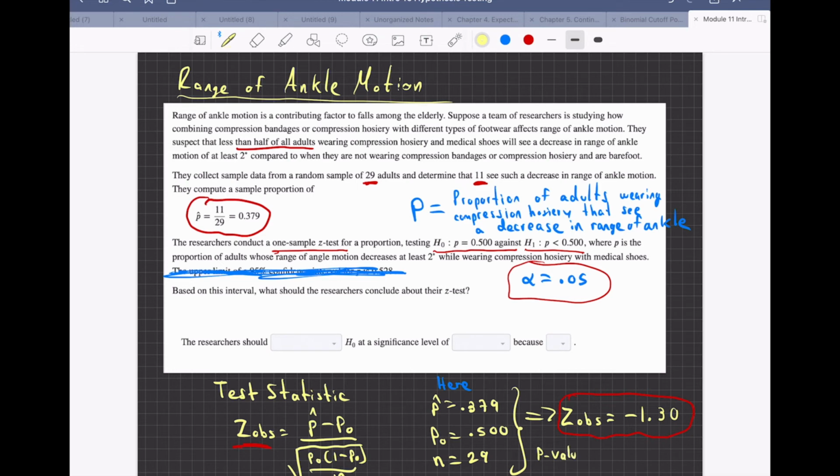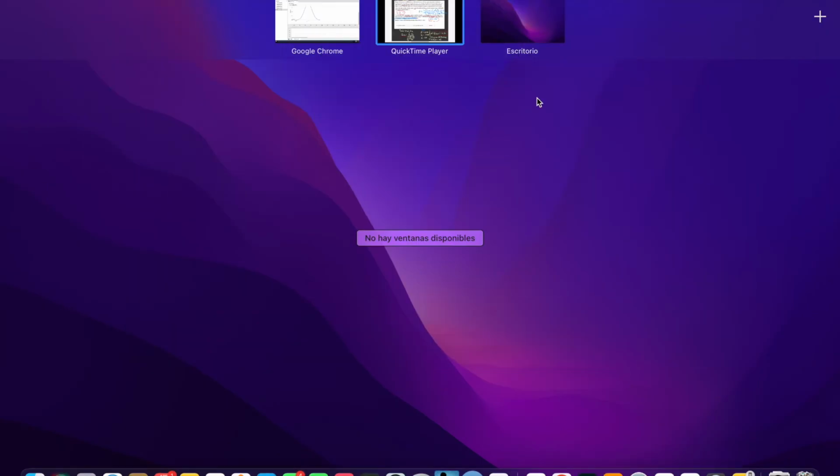How do we compute the p-value? Again, it depends on the alternative. The alternative is p less, so the p-value is what? The probability that C is less than C observed, the probability that C is less than negative 1.30. And you will have to use Minitab to compute this.